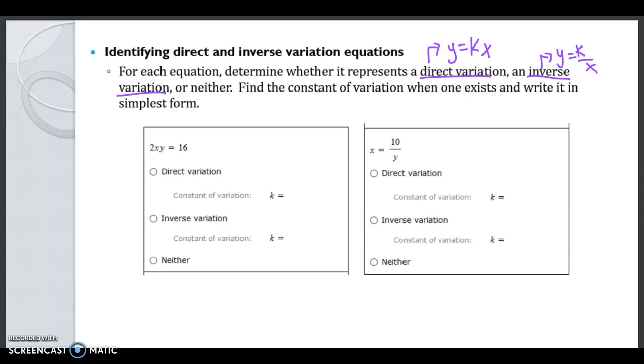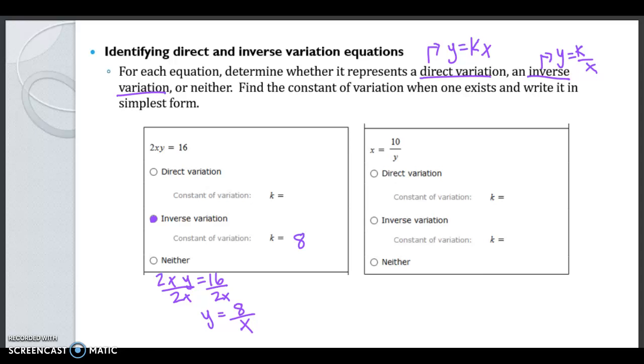Here we have 2x times y equals 16. In order to get y by itself, we divide by 2x. So we get y equals 16 divided by 2, which is 8, over x on the bottom. This looks like inverse variation. And what is our k? Our k is our numerator, which is 8.